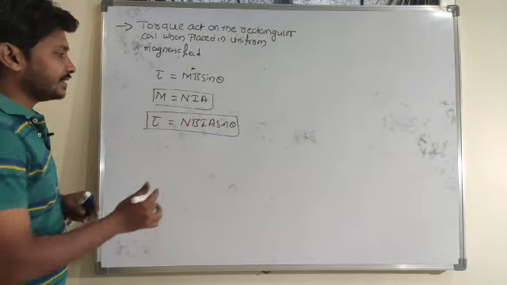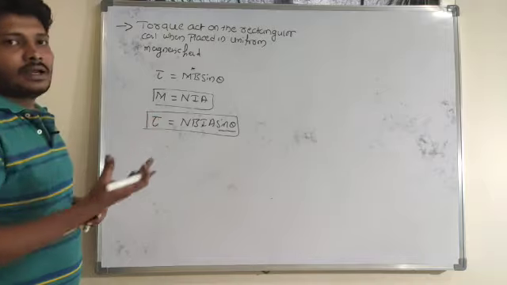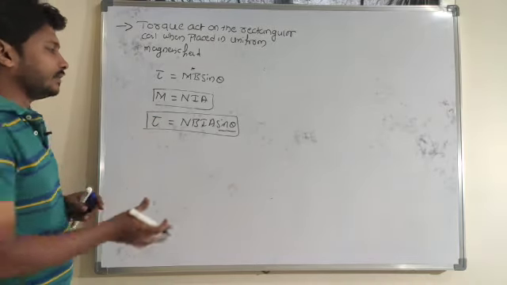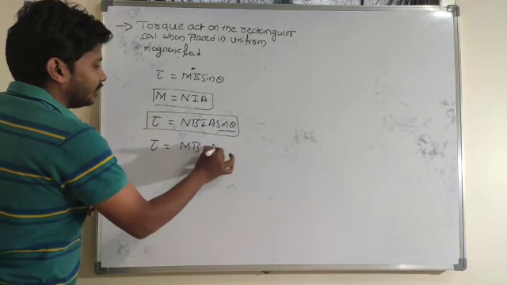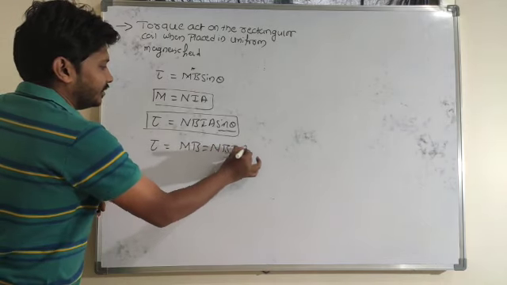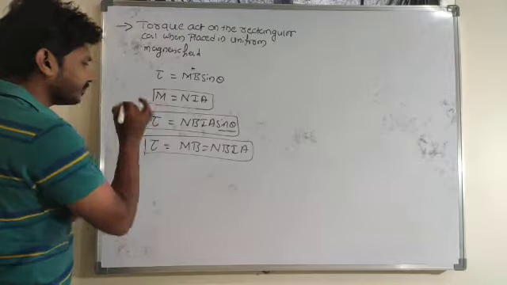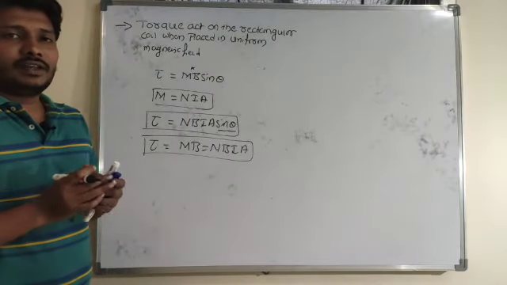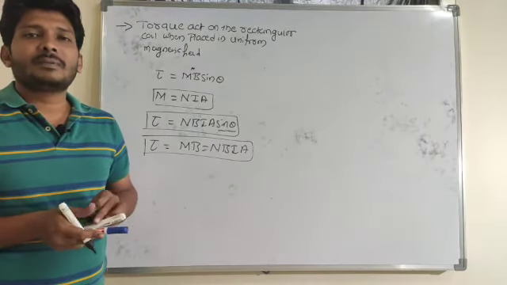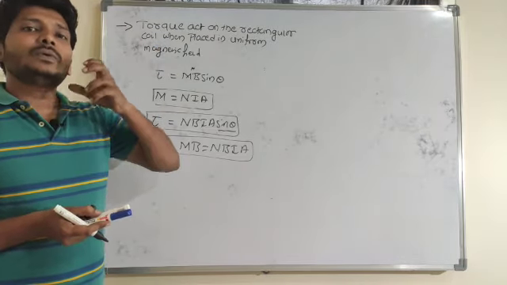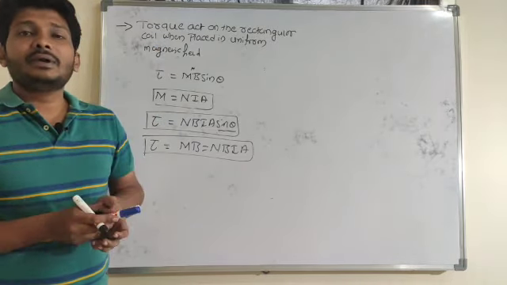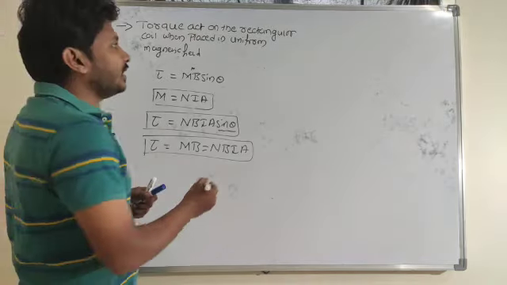Now let me consider when the torque is maximum. If the coil is perpendicular to the magnetic field, then torque is maximum. That is M into B, or NBIA, I will consider here. Whenever the rectangular coil is placed in a uniform magnetic field, a torque acts on the rectangular coil. By using this principle, I can construct the moving coil galvanometer.